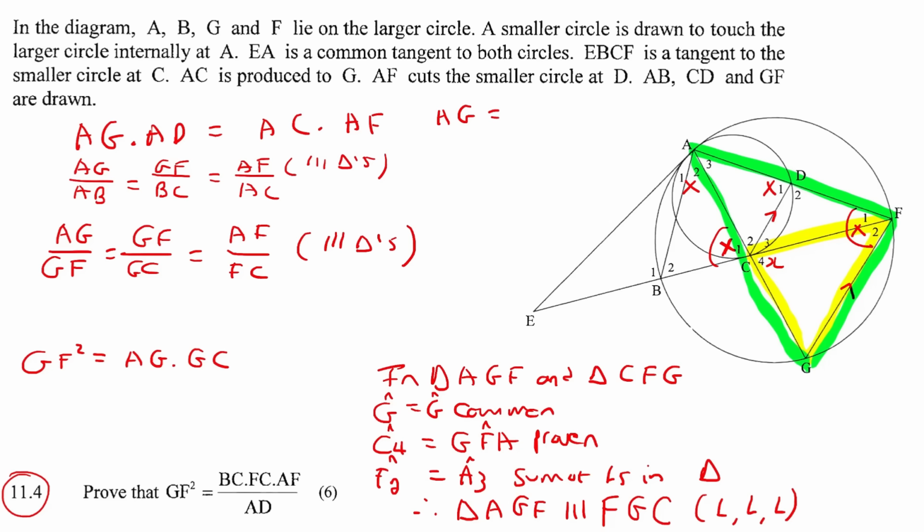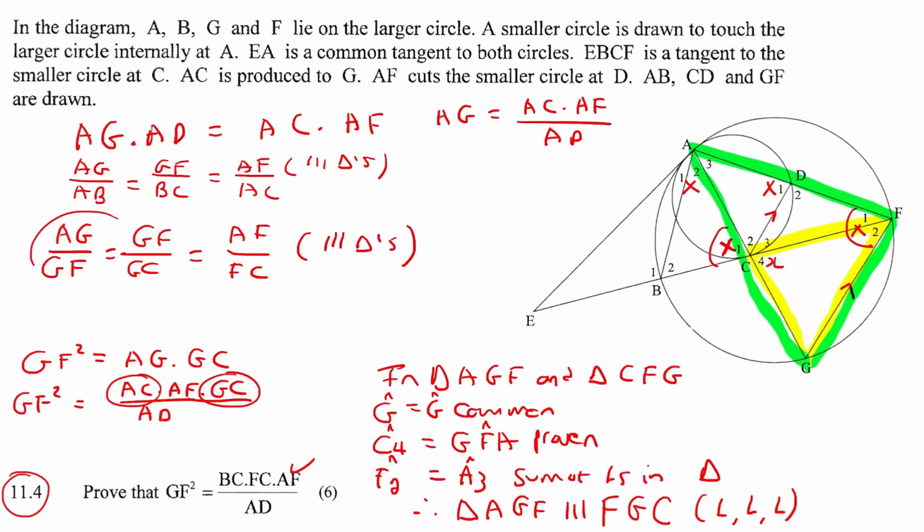So AG would then be equal to AC times AF over AD. We could then replace that over here. So we then get GF squared equals AC times AF over AD, and that's all multiplied by GC. Okay, so now we have the AF, which is what we want. We have AD. But what we don't want is AC and GC.